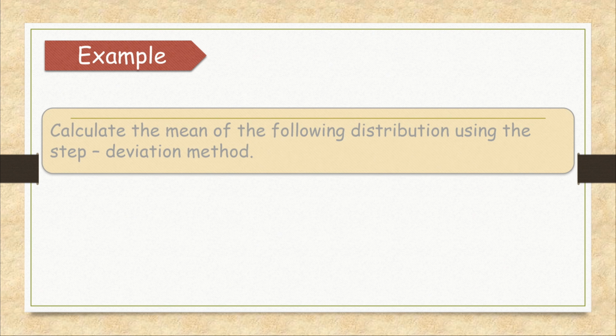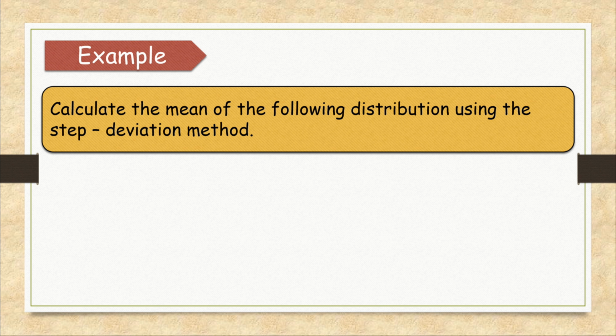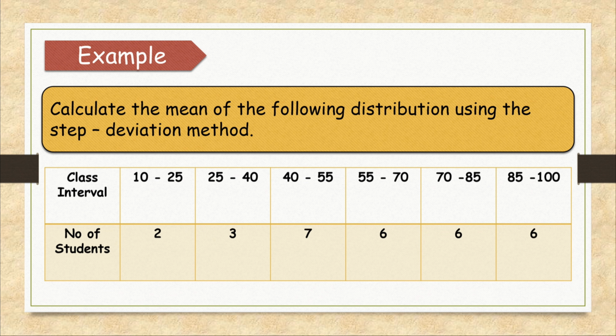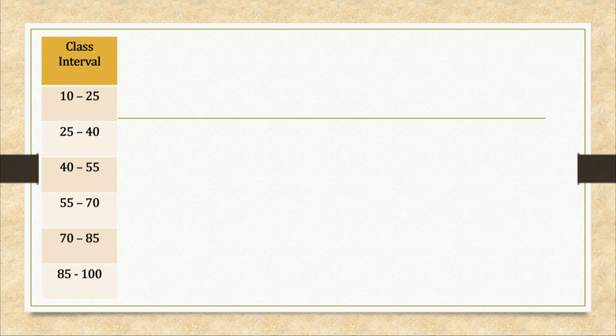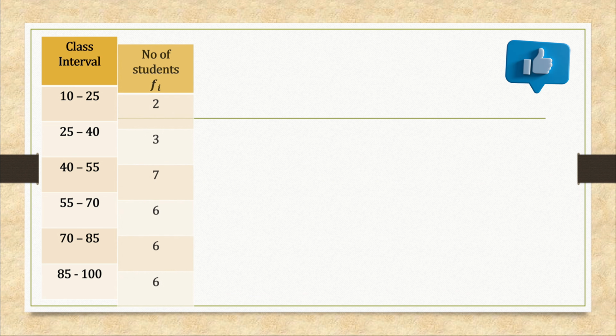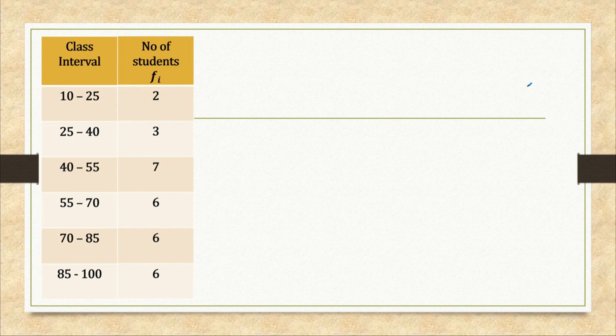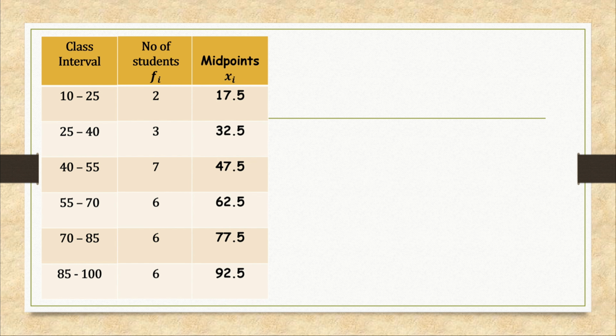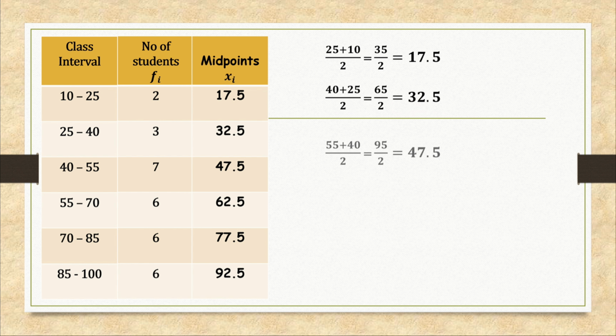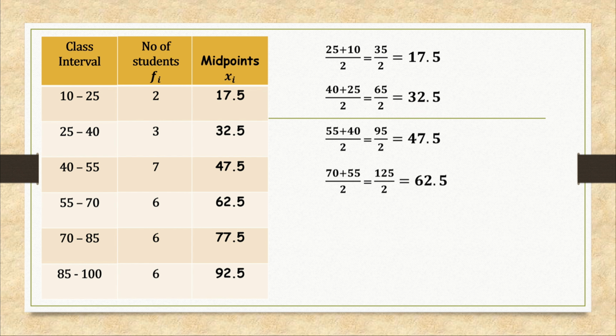Now let us see an example. Calculate the mean of the following distribution using the step deviation method. So first, consider the class intervals column. Next, consider the number of students and label it as fi. Now we need to find the midpoints. To find the midpoints, we use the formula upper limit plus lower limit divided by 2. So here we have 25 plus 10, that is 35 divided by 2. If you simplify, you get 17.5. 40 plus 25 divided by 2, 65 divided by 2. If you simplify, you get 32.5. Similarly, you can find the midpoints for the remaining class intervals.